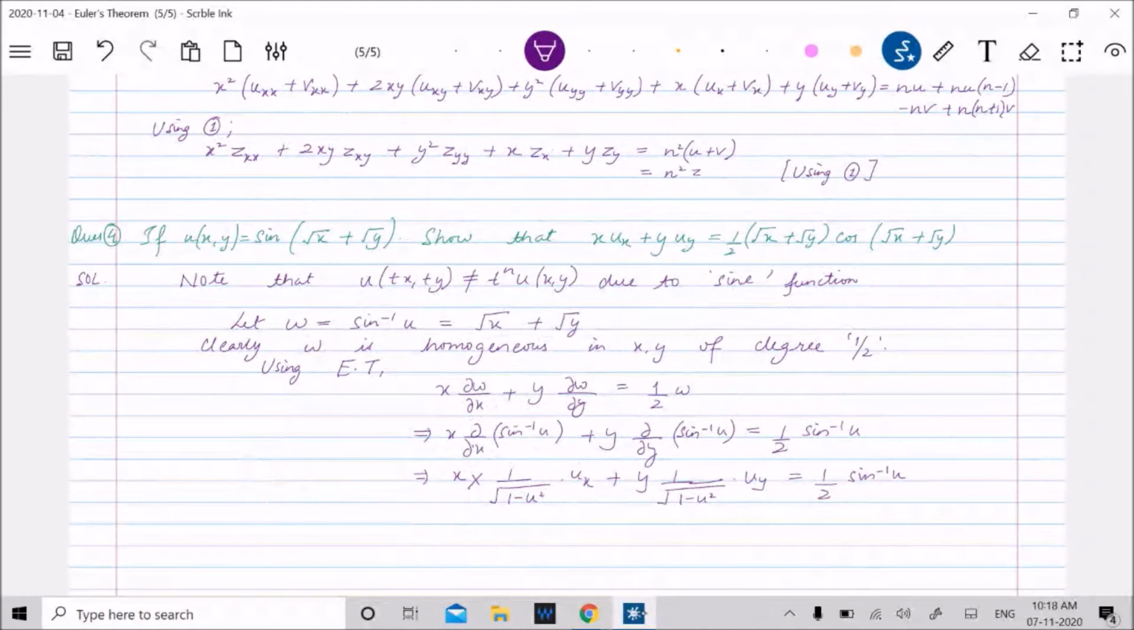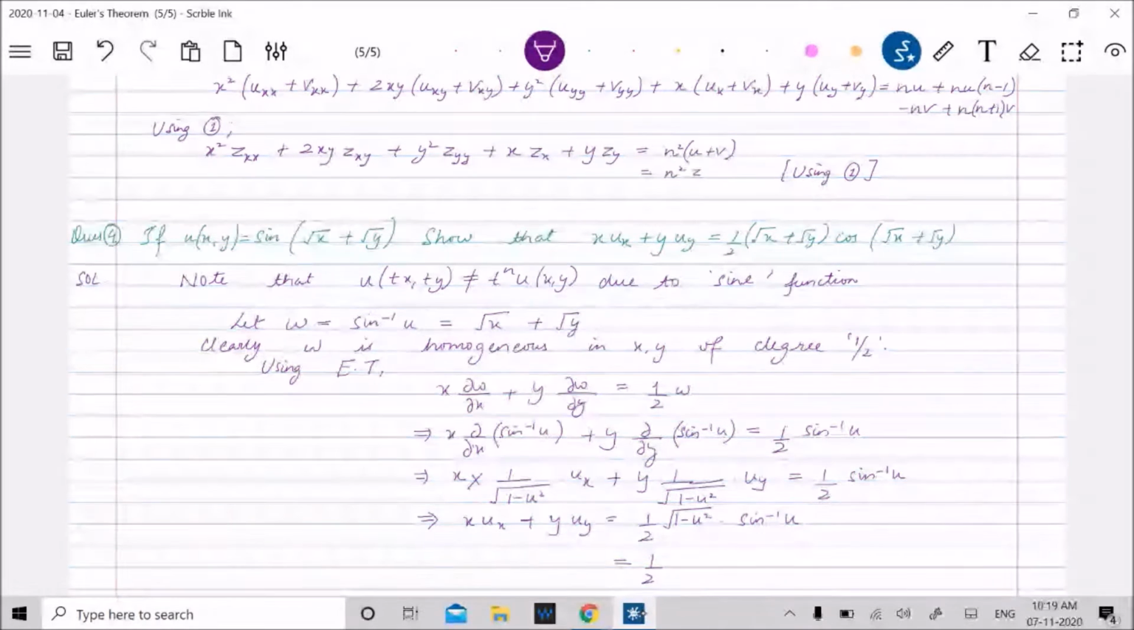Now just bring this under root 1 minus u square to its right hand side. You will get x u_x plus y u_y equals 1 upon 2 times square root of 1 minus u square times sine inverse u. See, the answer is in the form of x and y, because originally the function was given in terms of x and y. Now just put the values of u here. The value of sine inverse u is root x plus root y.